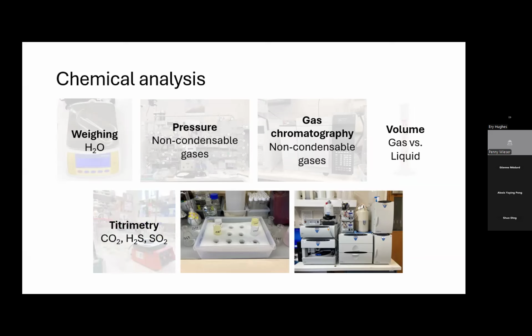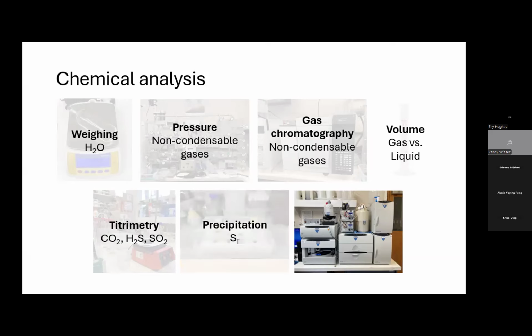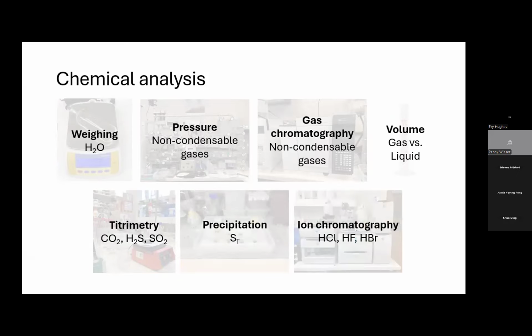But we can get these different species. Next, if you're interested in sulfur, you can actually precipitate out all the sulfur as barium sulfate, and then weigh it, and that will tell you the total sulfur that is in your sample. And then finally, if you want to know the halogens, you can measure them using ion chromatography. So similar to gas chromatography, you run it through a column, it separates out the different species in time, and then you can analyze them.